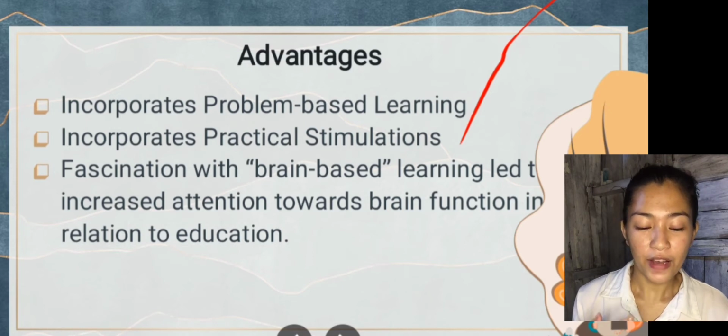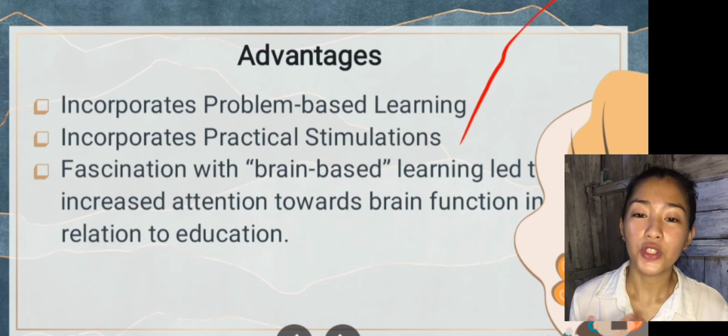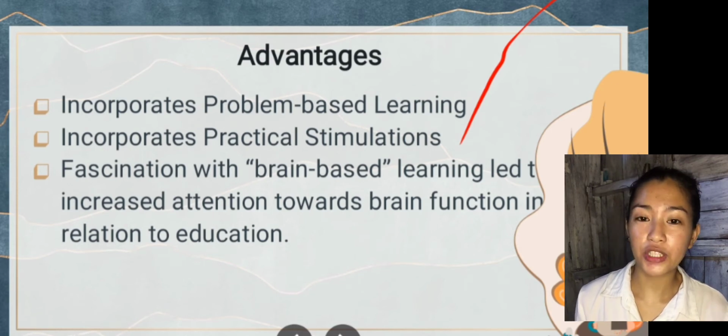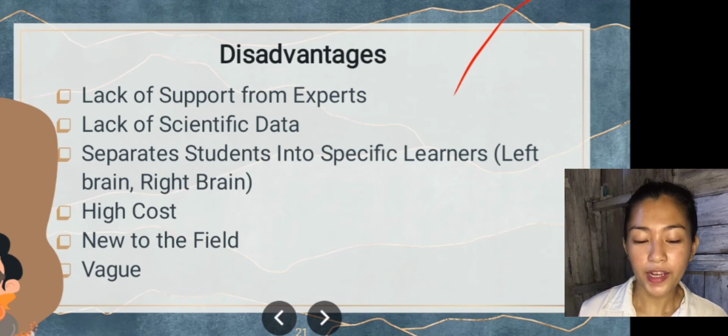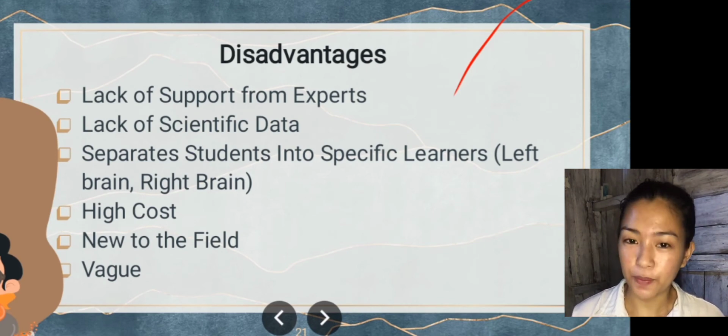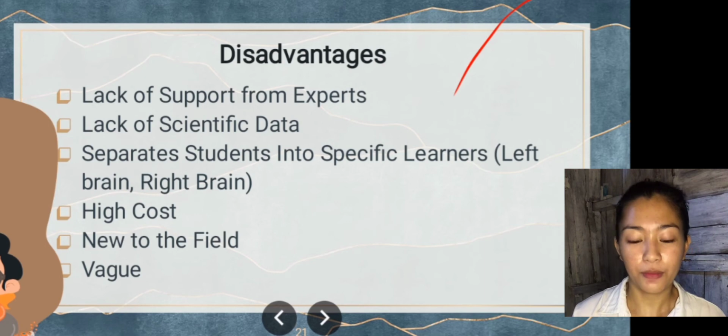Number 8, fascination with brain-based learning to increase attention towards brain function in relation to education. And here are the disadvantages. Number 1, lack of support from experts. Number 2, lack of scientific data. Number 3, separates students into specific learning, left brain, right brain. Number 4, high cost. Number 5, new to the field. Number 6, vogue.